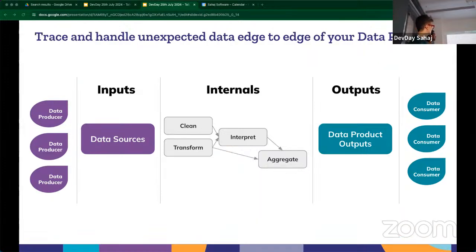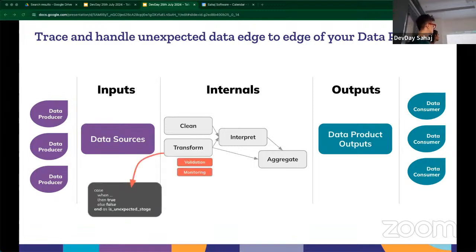The second one is around, now that you've got your validation, how do you trace and handle the unexpected data from edge to edge of your data product? One thing that we have done very successfully in this project is to label initially unexpected data. We use SQL in this project, but the same concept applies using any programming language or framework: you come up with a set of conditions by which you can label whether a record meets or doesn't meet that particular set of logic, and you label that record as being unexpected.